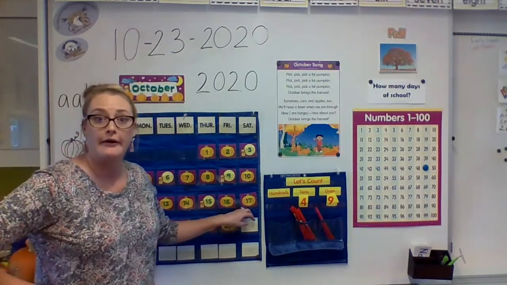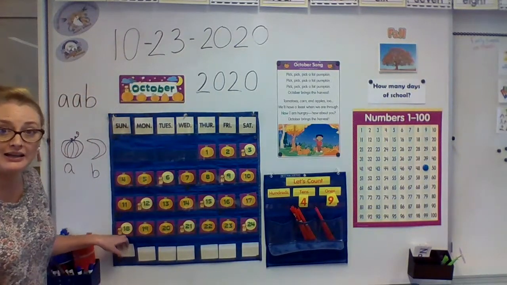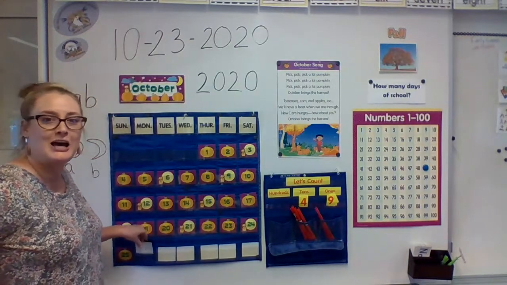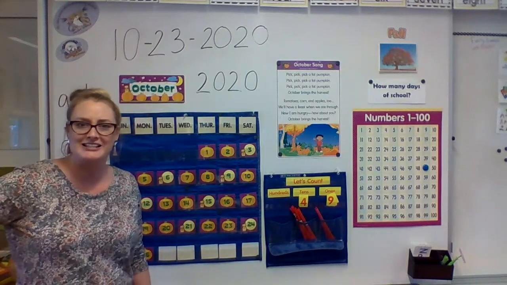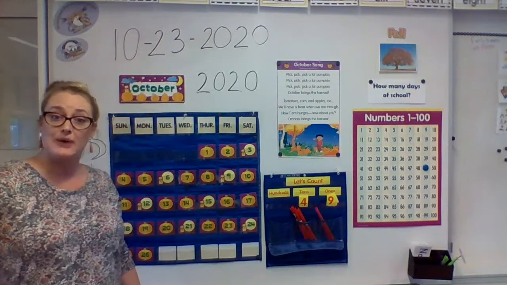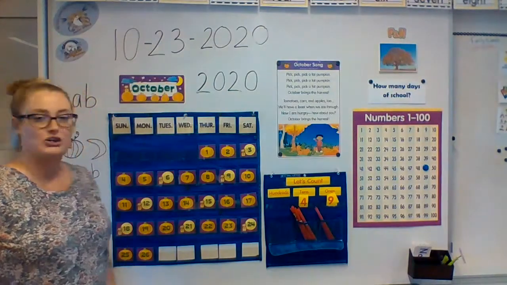1, 2, 3, 4, 5, 6, 7, 8, 9, 10, 11, 12, 13, 14, 15, 16, 17, 18, 19, 20, 21, 22, 23. What was Saturday? 24. What was Sunday? 25. And today is 26. Can you say 26? Awesome. And when we say it as a date, we say it's the 26th. Can you say 26th? Good work.